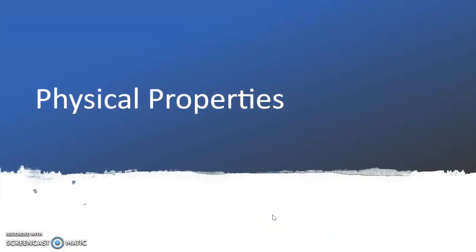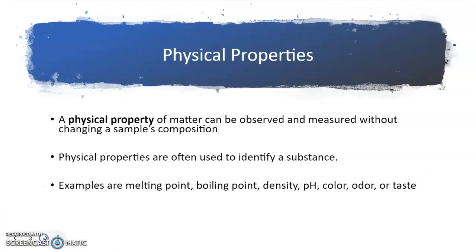So before we can talk about the difference between a physical and a chemical change, we first have to be able to define physical and chemical properties. So let's start with the physical properties. A physical property can be observed and measured without changing a sample's composition. So these are often used to identify a substance.